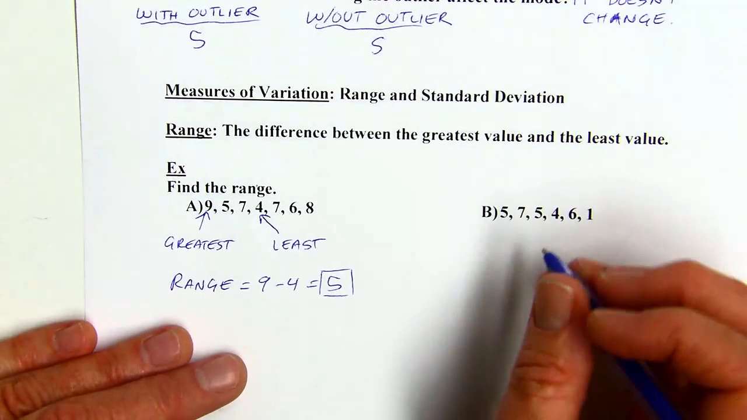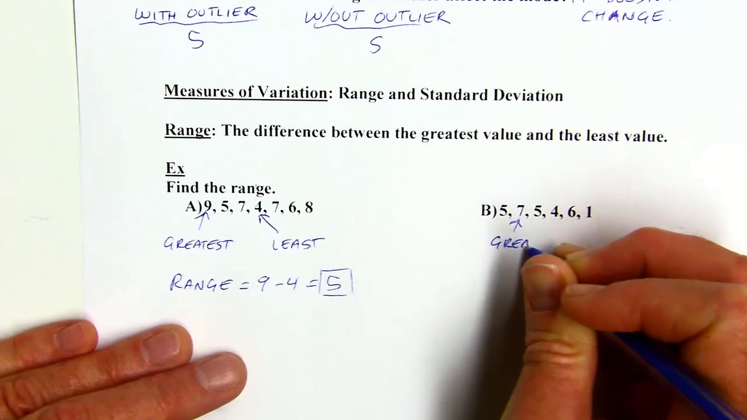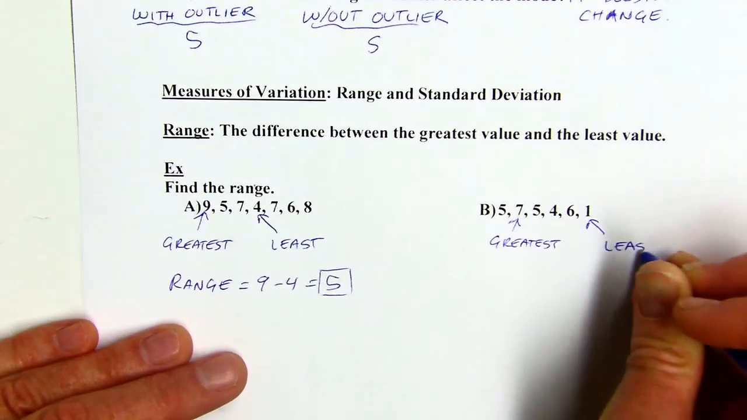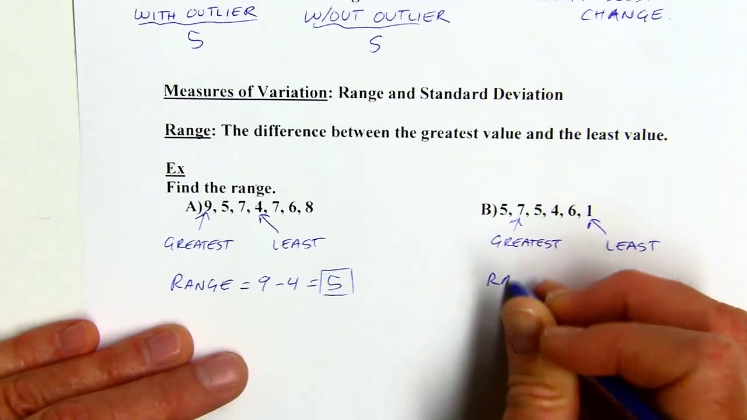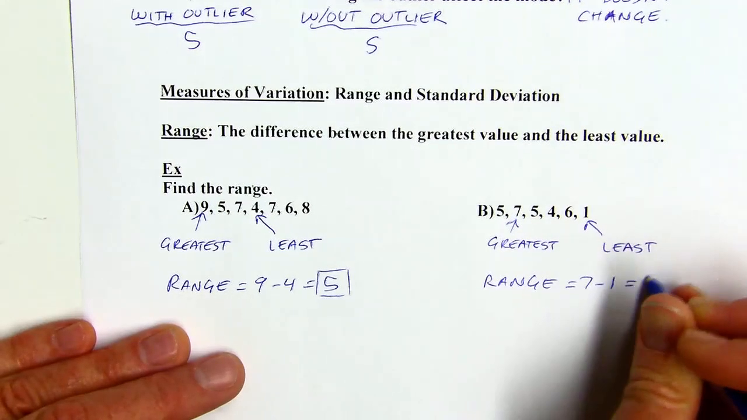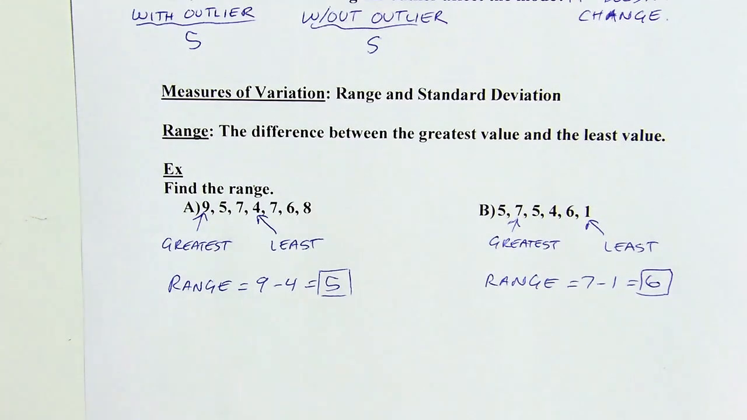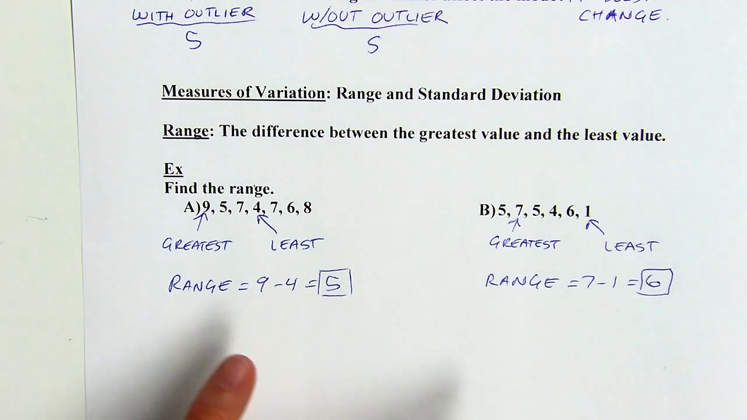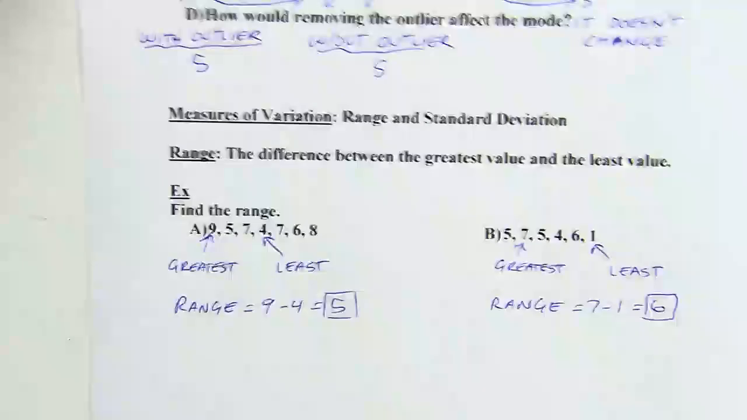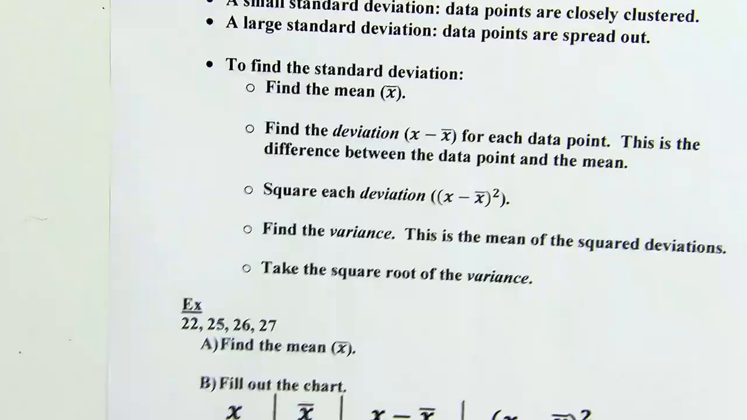On this list, let's see, greatest here is 7. And the least is the 1. So my range is going to be 7 minus 1. And that is 6. So the range is pretty easy to work with if you know what it is. The standard deviation is a little trickier, takes a lot more work.